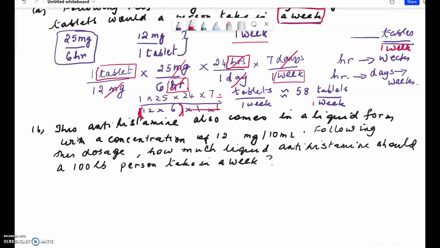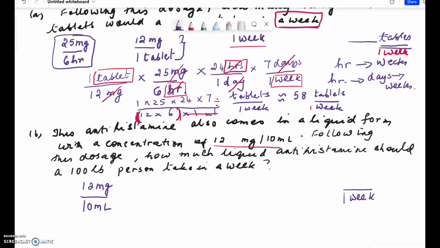Next, this antihistamine also comes in a liquid form with a concentration of 12 milligrams per 10 milliliters. So 12 mg per 10 milliliters. How much liquid antihistamine should be taken by a 100-pound person in a week? So how much per 1 week?